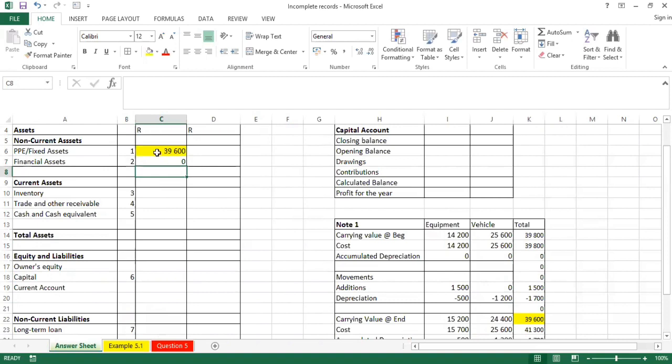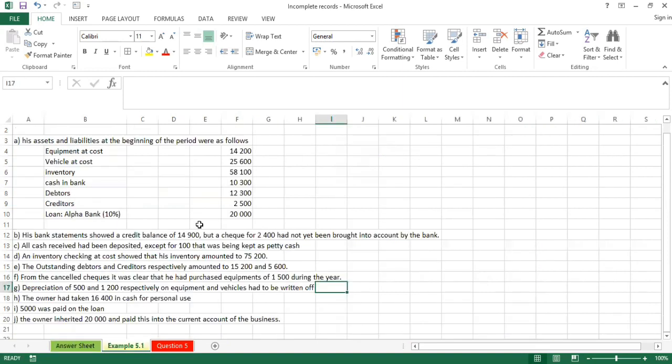And then from there we say our PPE plus our financial assets in order to get our total non-current assets. So in this case, we see the 39,600 plus the 0, which will give us 39,600. Doesn't change. And then we move on to our current assets. So current assets, firstly, we have our inventory. So we're going to look at all the information concerning our inventory and see what needs to be done.